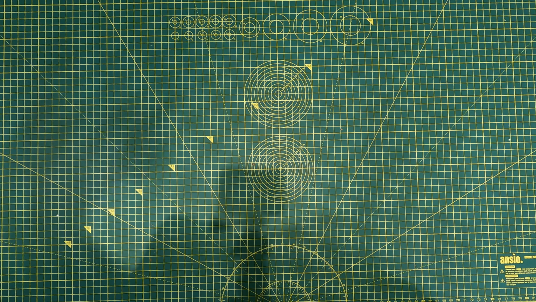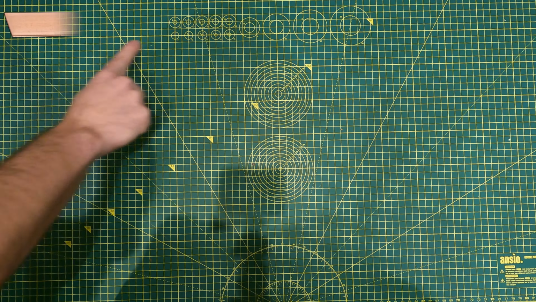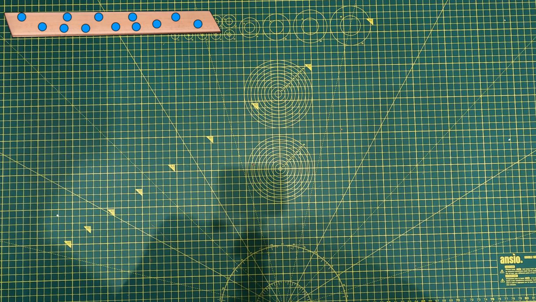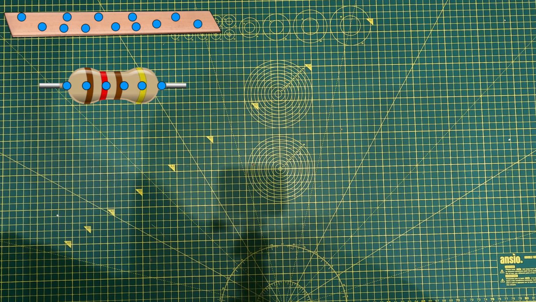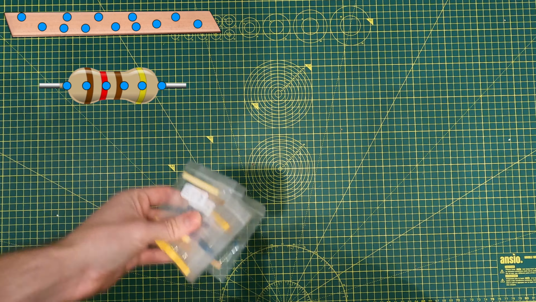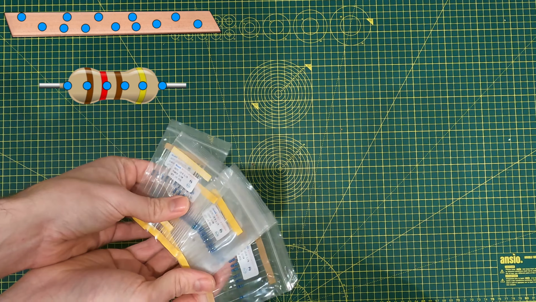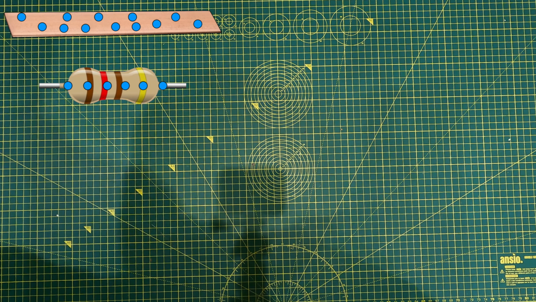So what exactly is resistance? Well, resistance is how difficult it is for the electrons to pass through a material. So if you have a piece of metal, for example, the electrons can flow nice and easily. If you have, say, a resistor, it's going to be more difficult for those electrons to flow, depending on the value of the resistor. So the higher the number, the more difficult it will be for the electrons to flow.